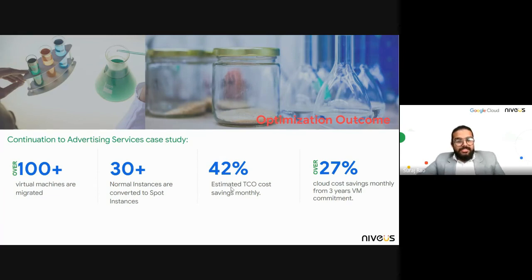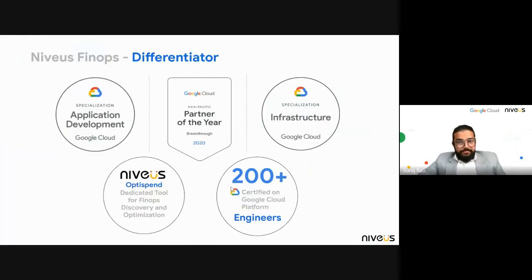The estimated TCO savings from migrating from another CSP to GCP was seen at around 42% month on month, and 27% of the cost savings were seen only from the commitment. So the customer had proceeded with a 3-year commitment and we were able to see 27% savings on the VM cost. So why is Niveus a differentiator in terms of FinOps?